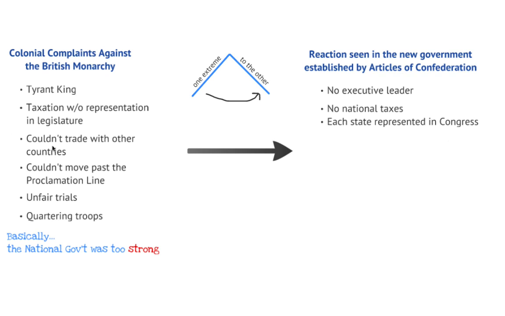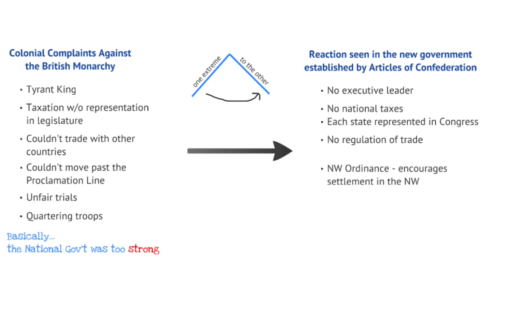In response to not being able to trade with other countries, Congress cannot regulate trade. You can trade with whoever you want to. The states can trade with each other. They can trade with other countries, with other colonies. In response to not being able to move west of the proclamation line, they repealed the proclamation line and in fact passed what we call the Northwest Ordinance.